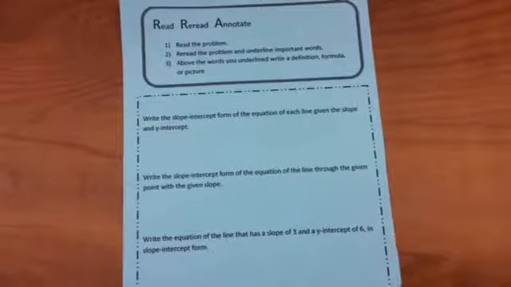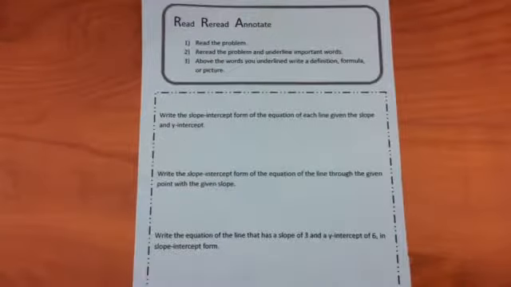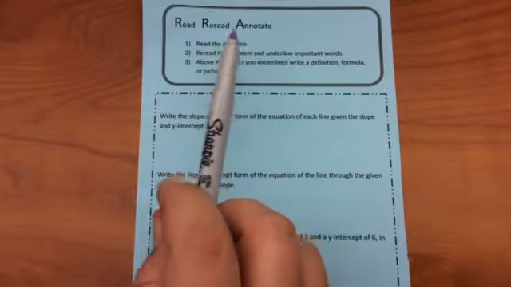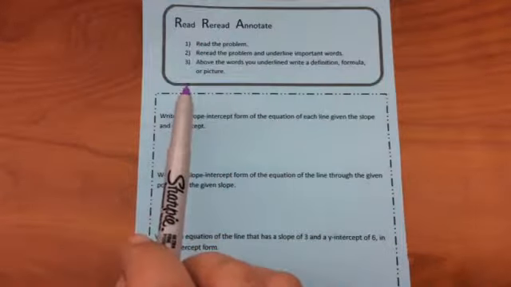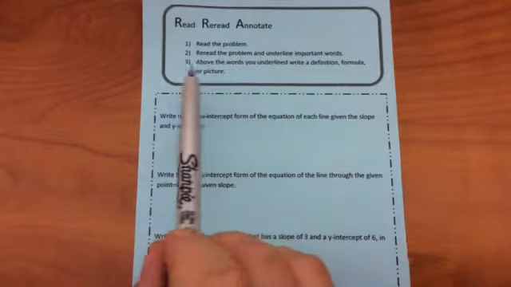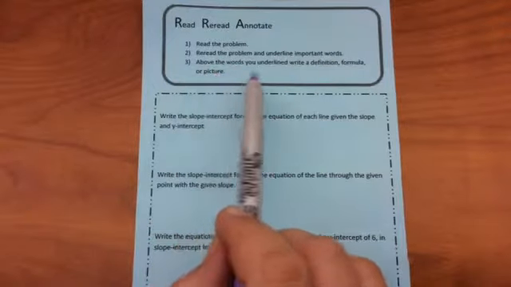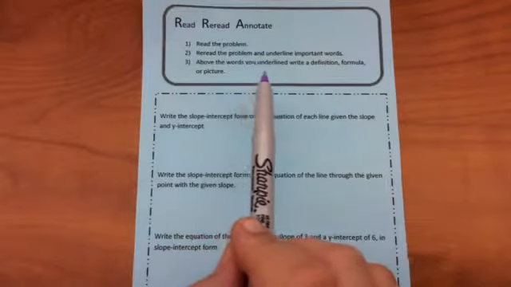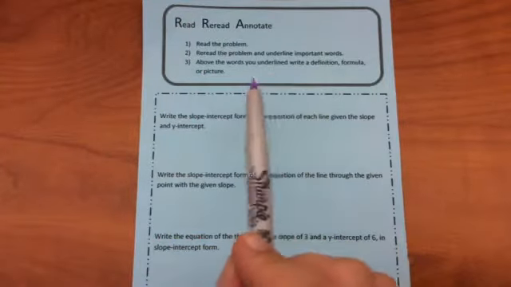We're going to be talking about annotating today. We've talked about it a little bit up till now, but we're going to be putting these notes into our interactive notebook using the acronym RRA. At the top here, we have RRA: read, reread, and annotate. Written out, each direction here for you: 1, read the problem. 2, reread the problem and underline important words. And 3, above the words you underline, write a definition, formula, or picture.